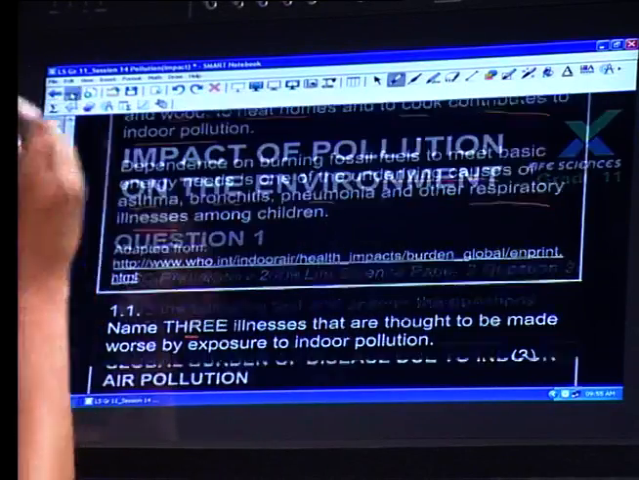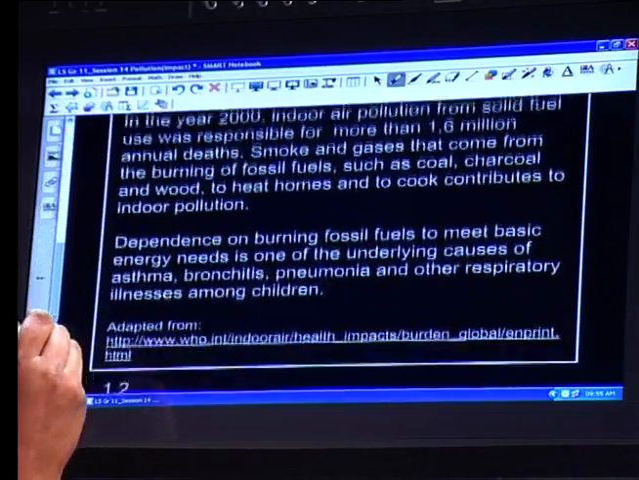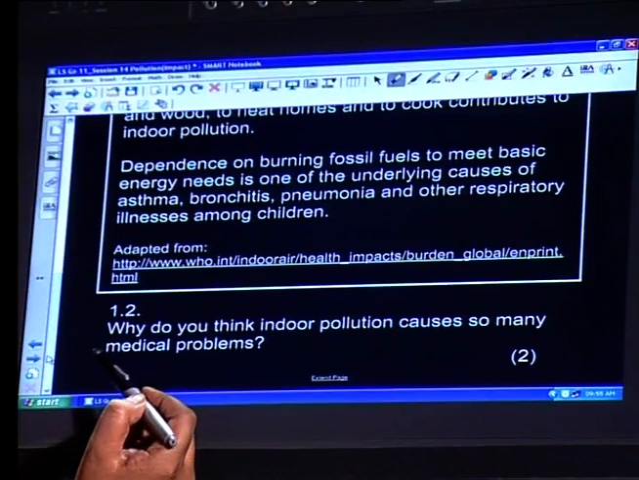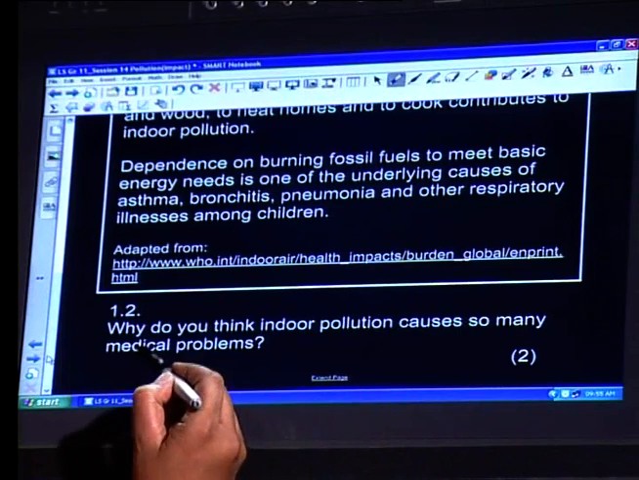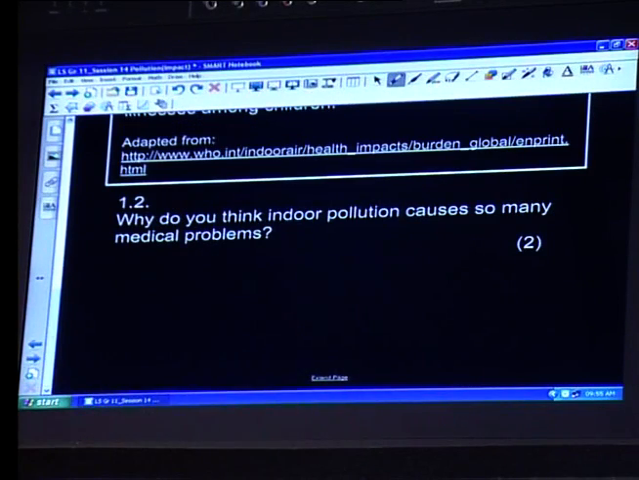We look at the next question relating to the same paragraph. Why do you think indoor pollution causes so many medical problems? Why does it cause medical problems?